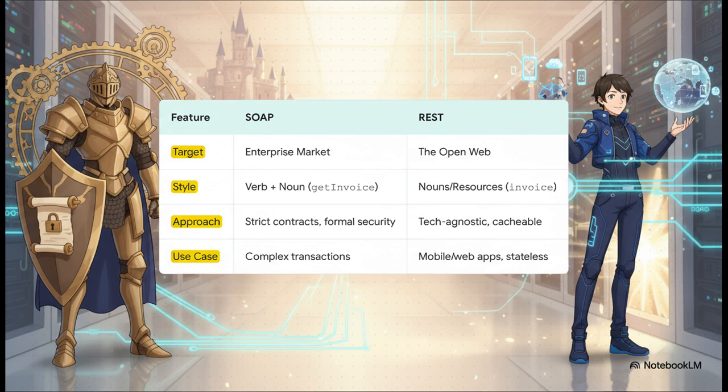So, over on the left, SOAP was built for the big enterprise world. Super rigid, it used verbs like get invoice, and it demanded these really strict contracts. But REST on the right, well, it was designed for the wide open web. It's flexible, it focuses on nouns or resources like invoice, and it doesn't care what tech you use. And that flexibility, that's exactly why it won.